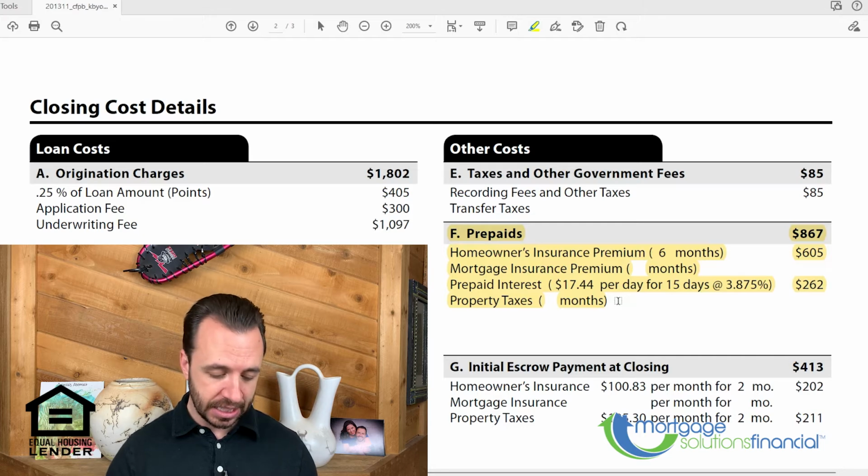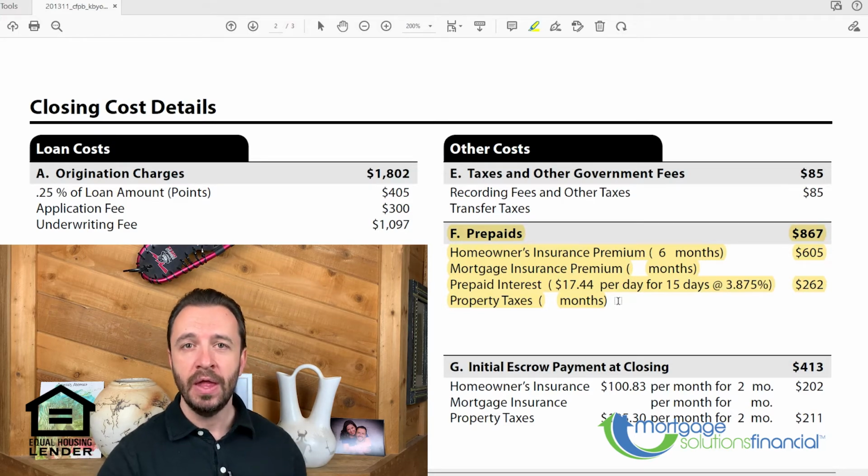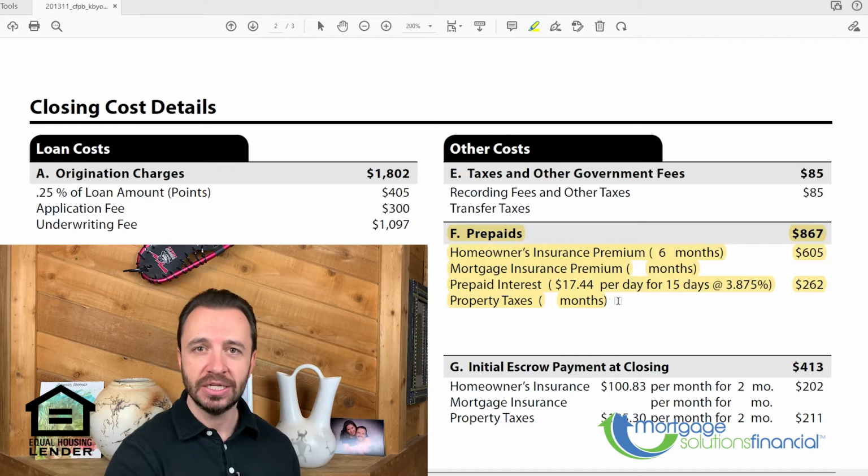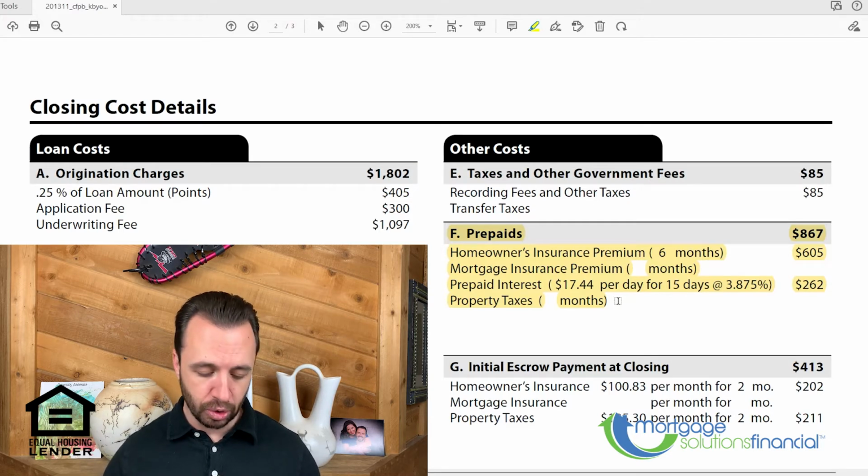So in this example here, these prepaids show that we've got 6 months of homeowners insurance, and then we've got taxes and interest that need to be paid right at closing. Okay, so that's going right to the insurance company. That's going right to the county to pay those property taxes at the date that we close on this loan.